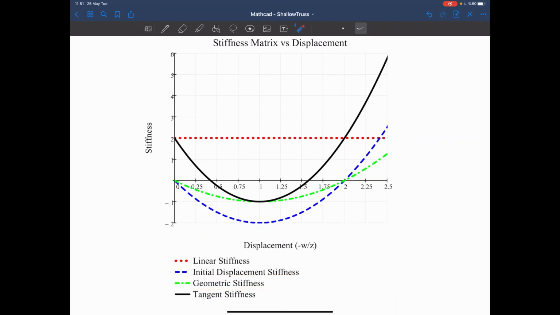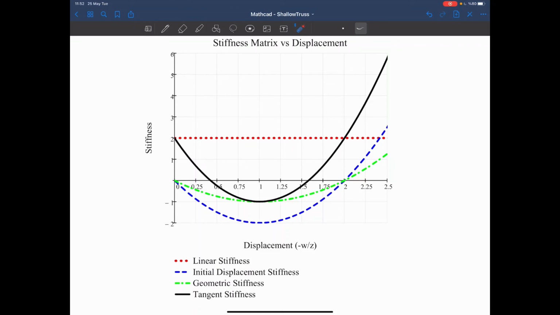So we see the effect of the geometric stiffness as the structure moves, and as it deforms, the axial load increases, and depending on the axial load, we see such a variation in the geometric stiffness, and then the compressive force becomes a tensile force, and we get positive stiffness due to the internal forces in the truss element.